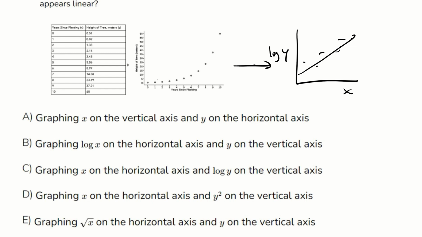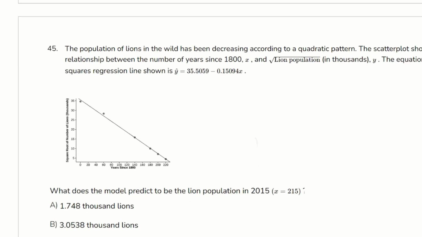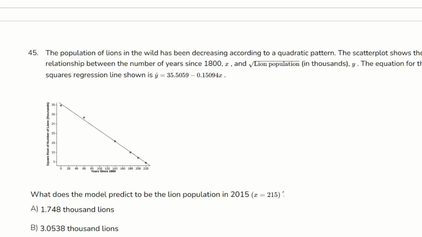Graphing x on the vertical, y on the horizontal, no. Graphing log x on the horizontal, log y on the vertical, no. Graphing x on the horizontal, log y on the vertical axis, yes, that's what we want. Okay, so let's look at 45. We're wrapping this up here. We've got a few more questions, about 6 more.